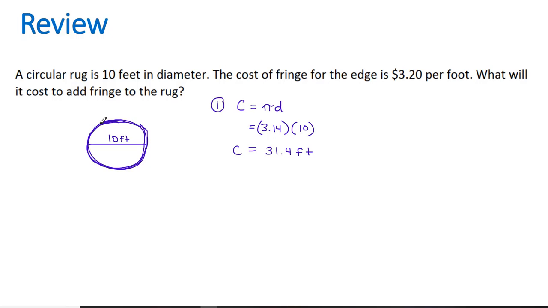Now that we know the total distance, we can calculate the cost. We take our total distance, 31.4 feet, and we multiply this by the cost per foot, $3.20 per foot. When we do that, we are going to get the cost of $100.48 for adding that fringe to the rug.